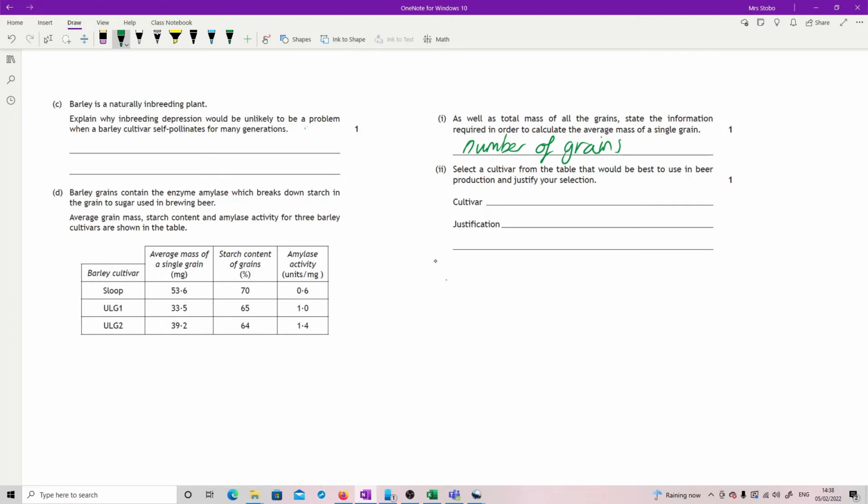Select a cultivar from the table that would be best to use in beer production and justify your selection. It says barley grains contain the enzyme amylase, which breaks down starch in the grain to sugar used in brewing beer. So I'm going to break down starch to sugar. I can totally see you picking Sloop because it has the highest percentage of starch content in the grains. Or you could have gone with ULG2 because it has the highest amylase activity. So although there's less starch, it would break it down faster. Either of those is fine, but you have to back up your justification.